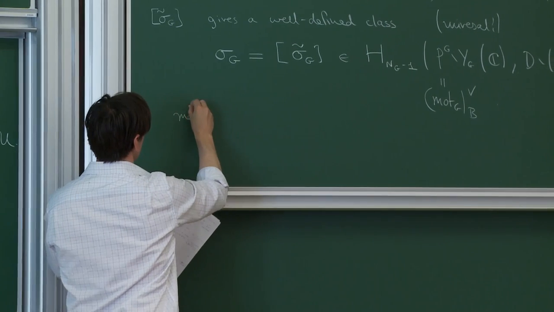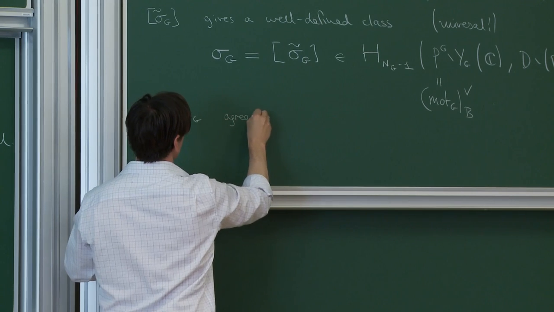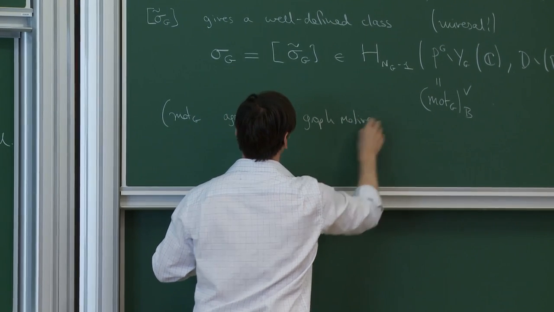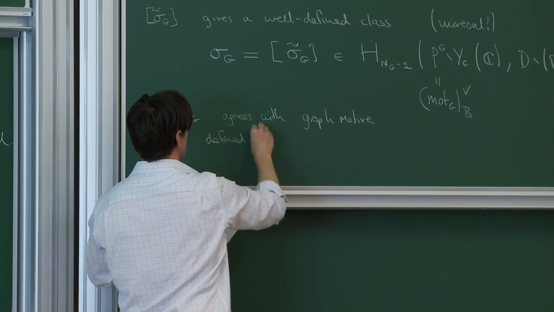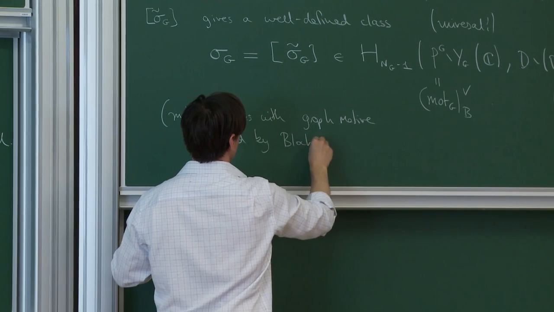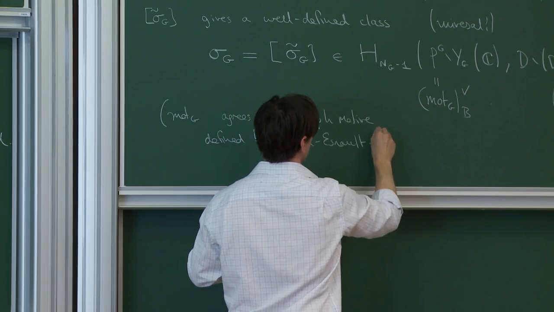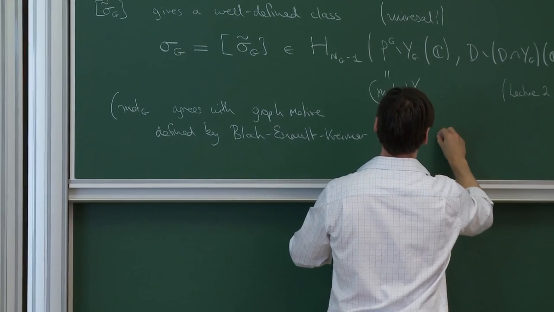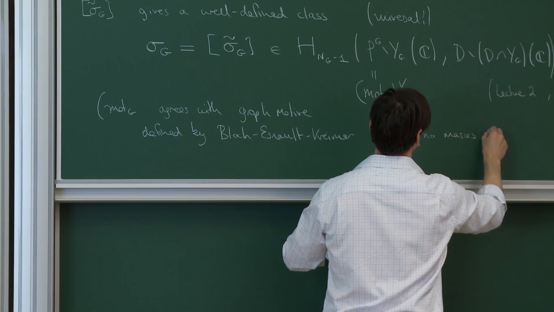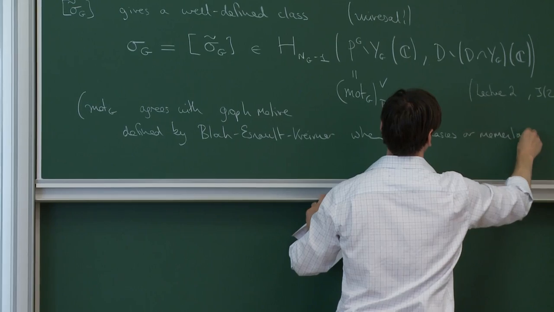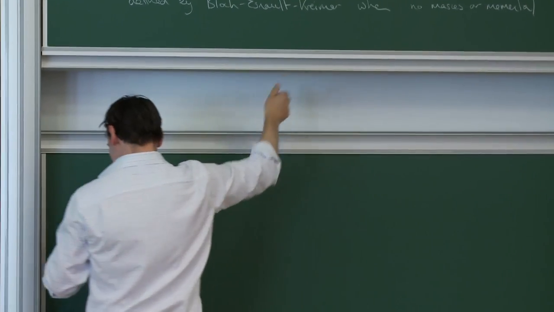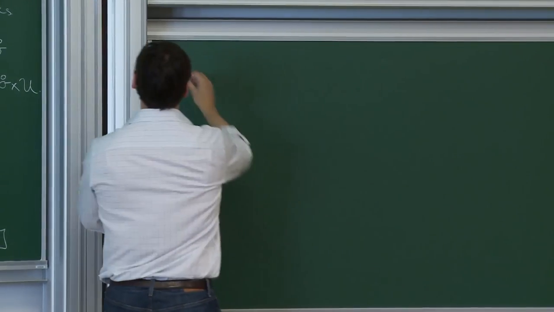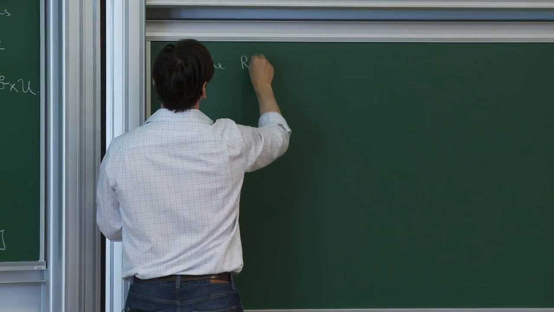So the issue was getting the domain of integration to be a well-defined homology class. So the remark is that Mot G agrees, it's the same definition as the so-called graph motive defined by Bloch and Kreimer in the special case where there are no masses or momenta, and possibly some further restrictions. Okay, so now we have a domain of integration, we have a homology class. Now we need something to integrate. So we need the de Rham cohomology class.